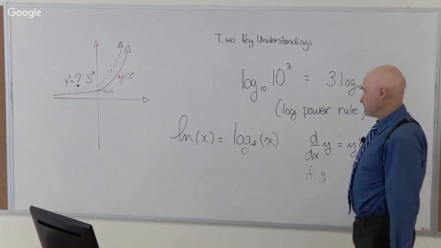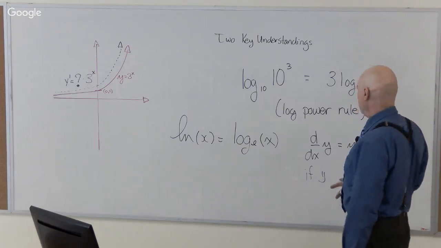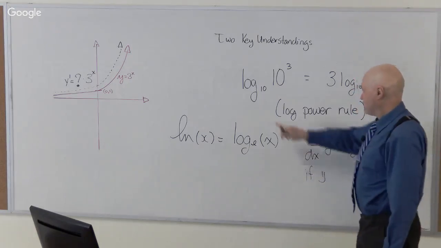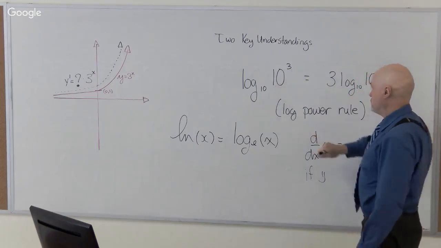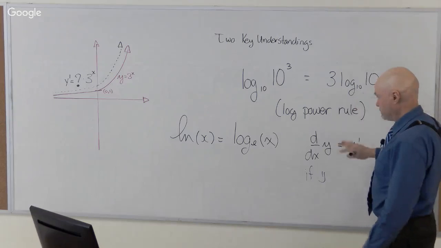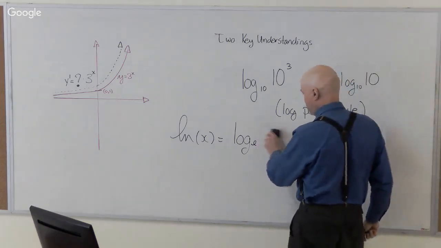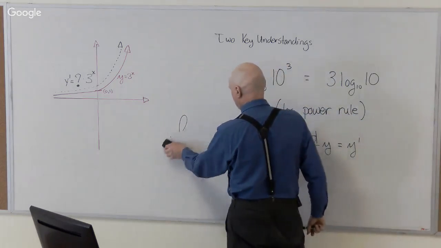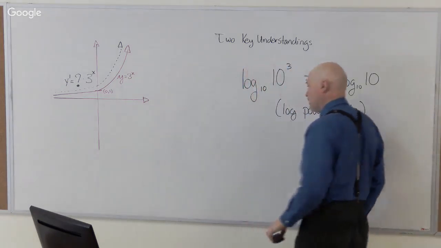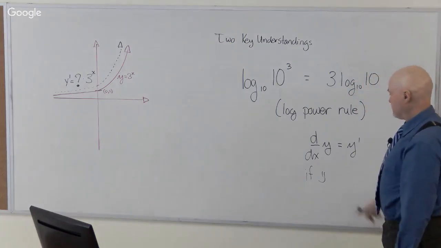So a couple of key understandings. The log power rule, I don't know if that's what you call it or not, but that's what I'm going to call it. So the log base 10 of 10 to the exponent 3 is equivalent to 3 times the log base 10 of 10. So log power rule, that's what I've called it. Oh, and this rather embarrassing checkup to make sure that you know that the natural log of x is log base e of x.